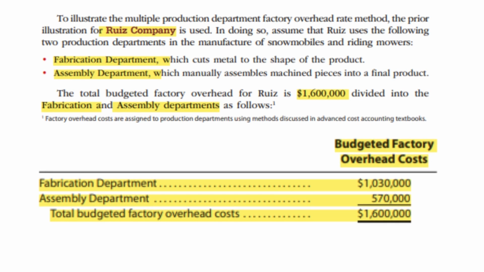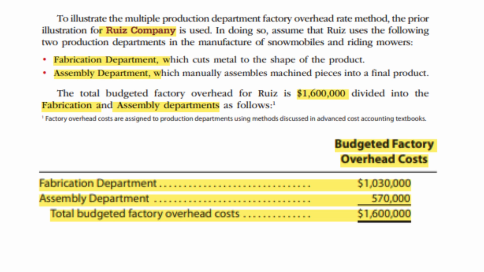let's define what the fabrication department is. For the illustration of Ruiz company, the fabrication department cuts the metal to the shape of the product. The assembly department manually assembles machine pieces into a final product.